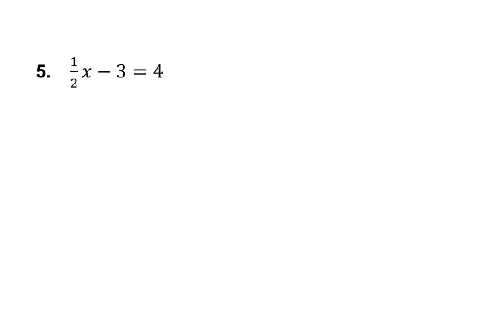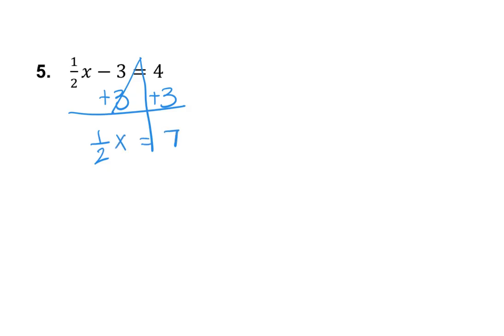Number 5, we have 1/2 x minus 3 is equal to 4. All right, so again, we're going to be isolating the variable. And to undo a minus 3, we'd add 3. And what we do to one side, we have to do to the other. So 1/2 x is equal to 7.